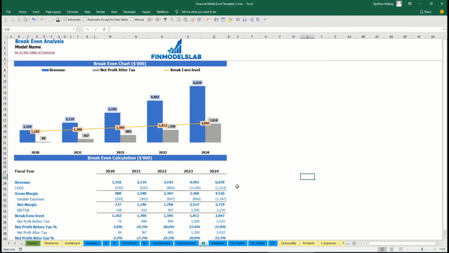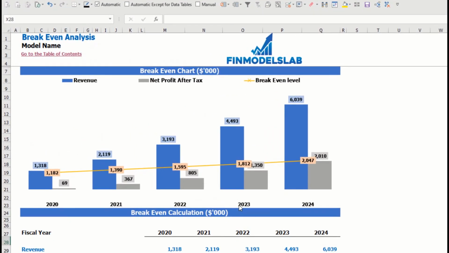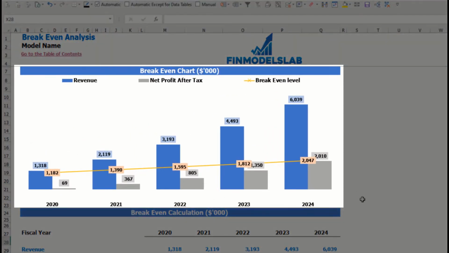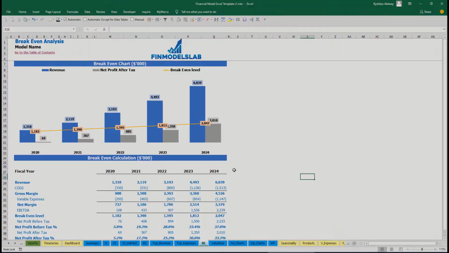On the break-even tab, you may find the calculation of the revenue break-even level and the break-even chart. For this particular use case, you may find that your revenue break-even level is less than actual revenue. This means that the company is profitable.